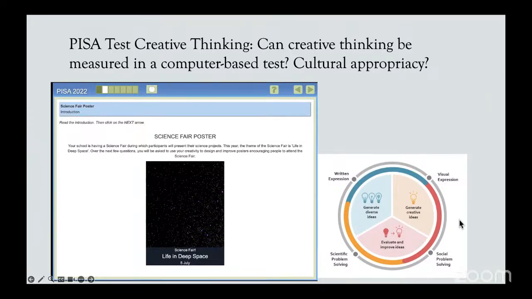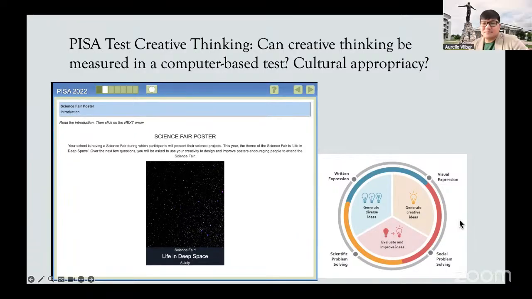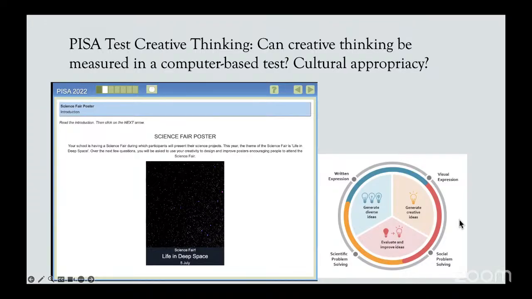Sa totoo lang po, hindi ko po alam kung paano ako magre-react kasi this is something new po talaga. So parang kahit po ako, kung ako mismo po yung magsasagot nito and first time po tapos computer-based, parang initial reaction ko po, ma-overwhelm po ako. Hindi ko po siya alam kung paano ko sisimulan, ano bang una kong i-consider, saan ba ako unang titingin.